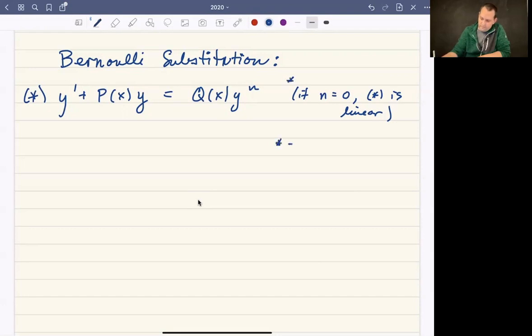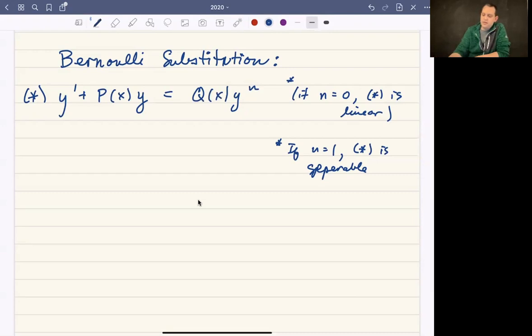And if n is equal to 1, then you would have p of x y equals q of x y with the y prime, and so you could get the linear terms together, is what I mean, and then it turns out that star is separable. And so we don't really need to worry about the cases when n is 0 or when n is 1.